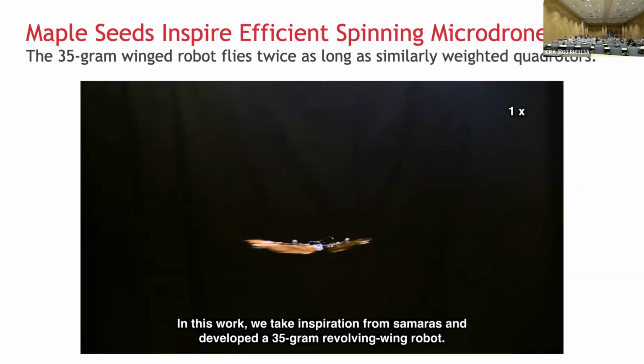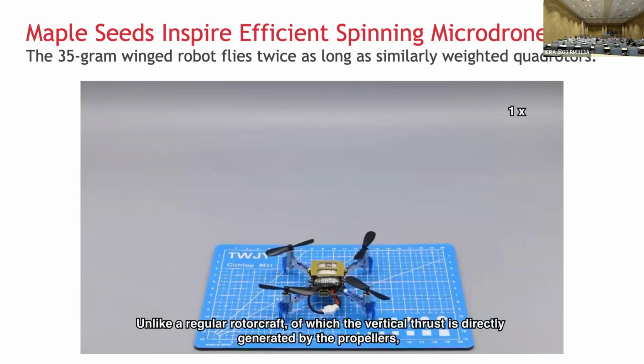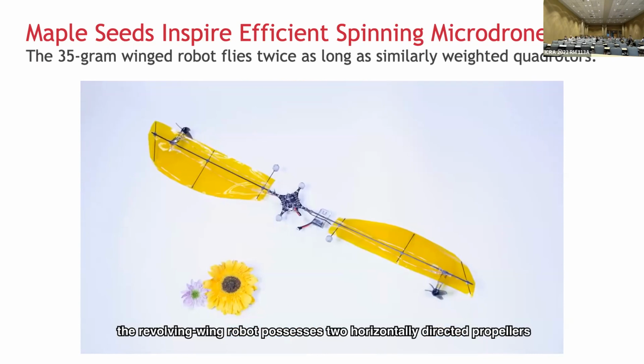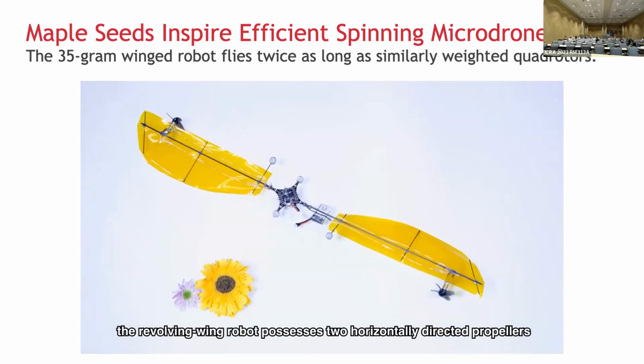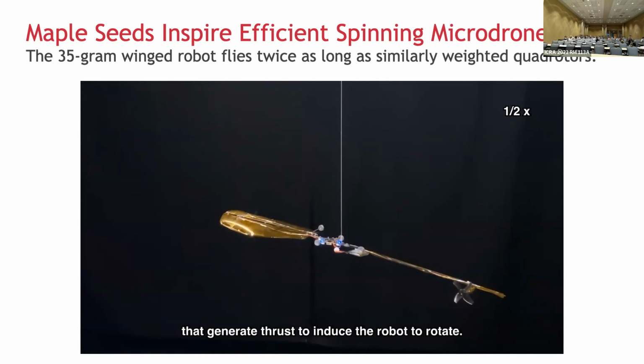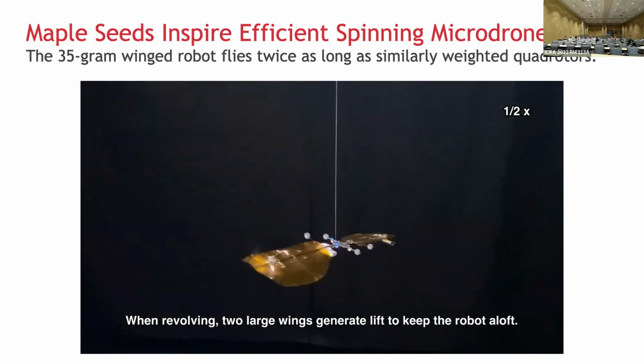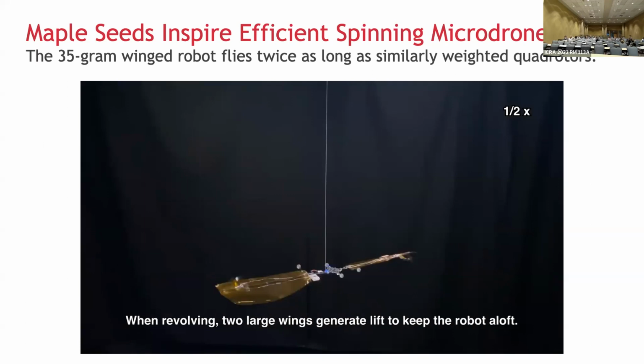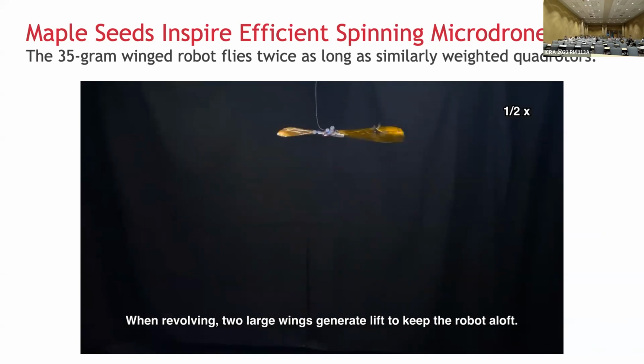Right. So I'm showing you a quick video of how it works. This is the robot flying. You can see it's spinning. The working principle here is very simple, unlike vertical rotorcraft, where you use the propellers to generate lift directly. We have two propellers pointed horizontally to make the robot rotate. And then by the rotation, it's the wings that are responsible for generating the upward motion, to keep the robot aloft. Right.